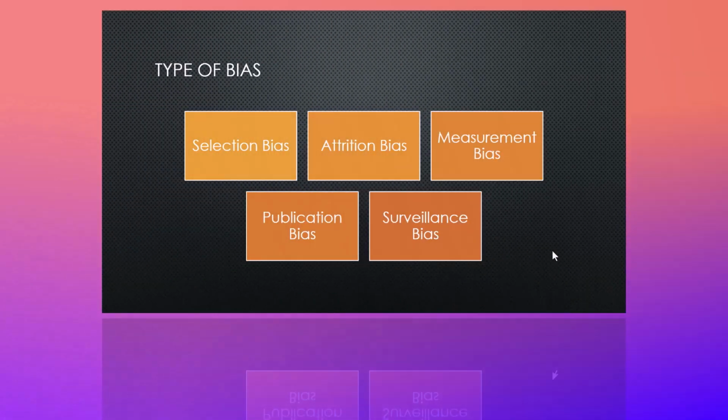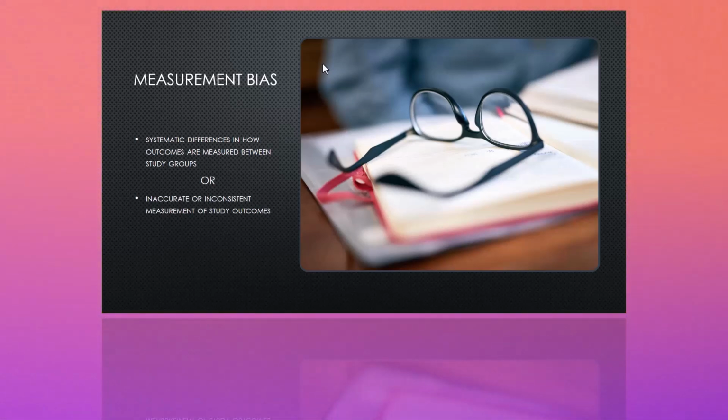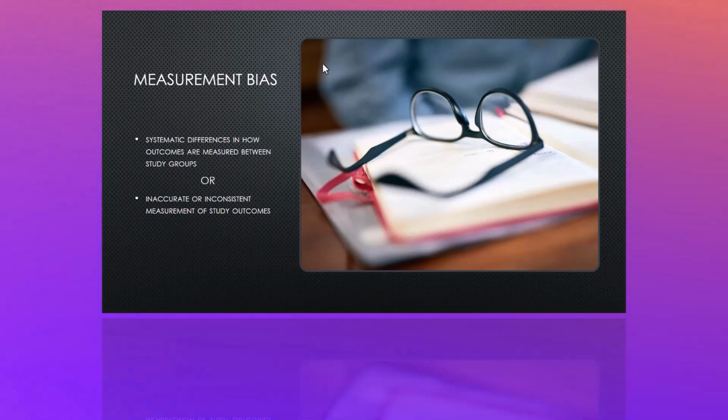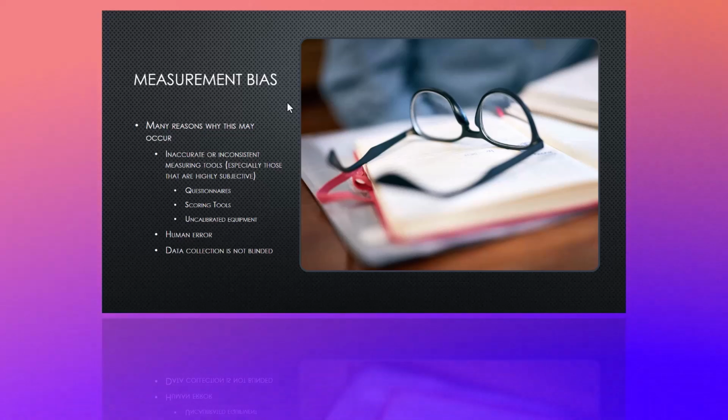Our next bias is measurement bias. Measurement bias is the systematic differences in how outcomes are measured between study groups, or inaccurate or inconsistent measurement of study outcomes. So this is introducing bias in the way that we measure the outcomes. There are many reasons why this may occur. It could be the measuring tools, that they're inaccurate or inconsistent, especially those ones that are highly subjective, questionnaires, scoring tools, and it is not providing accurate or truthful numbers.